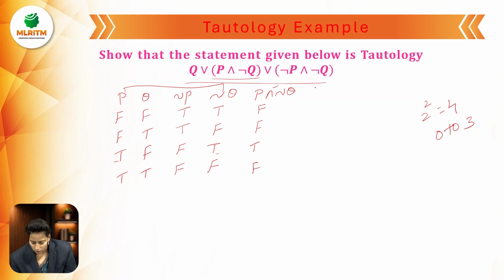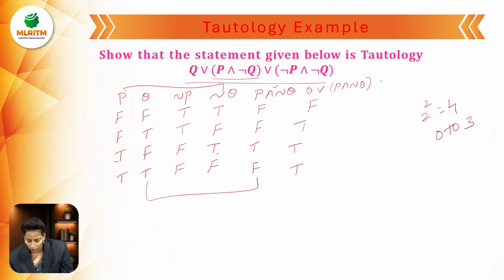Okay. Next, Q or (P and negation Q). Already we have completed P and negation Q. Then apply Q or of (P and negation Q). The or truth table says if both are false, then the result is false. Observe these two columns. If both are false, then the result is false. Otherwise, all are true.